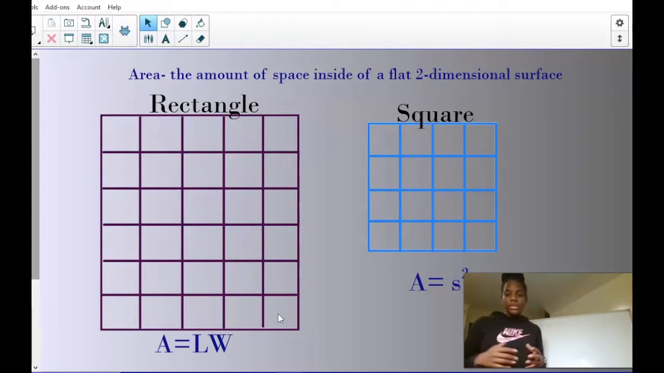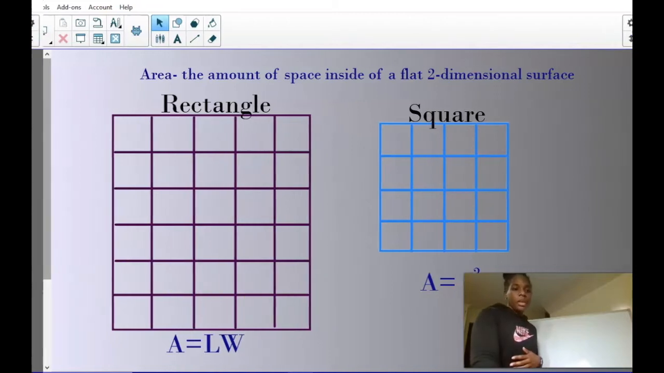With the rectangle, you'll use the formula A is equal to LW, which is just length times width. Remember that when you don't see an operation in between 2 letters or a letter and a number, that operation is automatically said to be multiplication. When we are dealing with the square, we'll use S squared. S squared is the same thing as side times side. Notice as we go through, when you're dealing with the square, you'll only see 1 dimension, as opposed to when you're dealing with the rectangle, you'll see 2 dimensions.